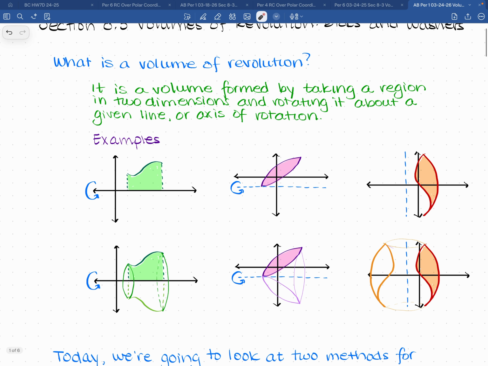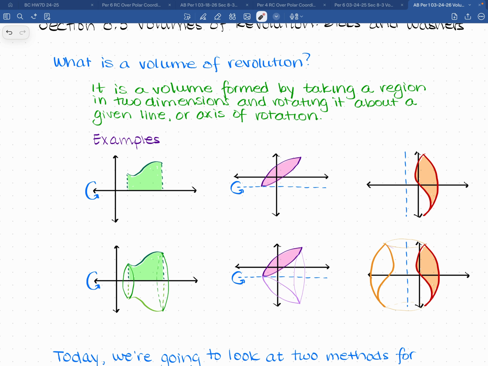So I have some examples here. In the green example, you can see first we start with this guy right here. And as indicated by this little arrow, we're going to rotate about the x-axis. If we were to rotate it about the x-axis, it would create this figure here, kind of like a vase on its side.